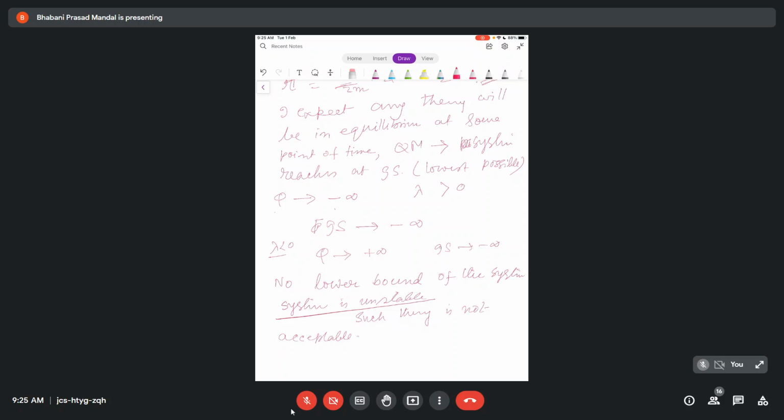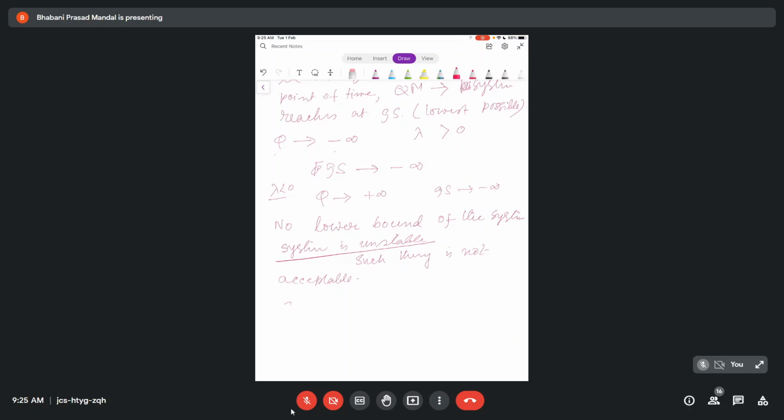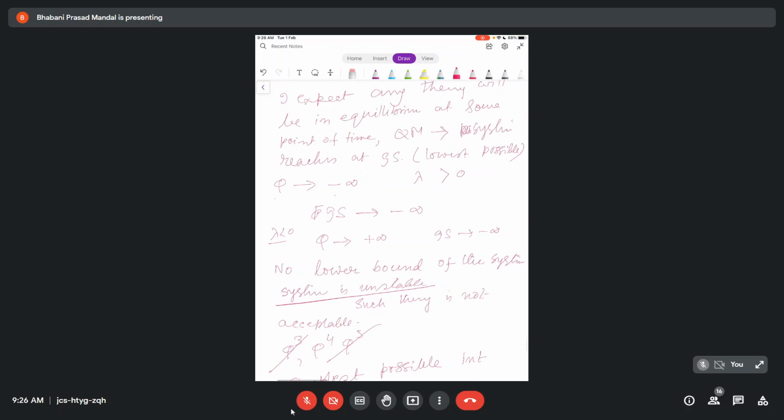So my simplest possible candidates were phi cubed, then phi 4, then phi 5, etc. This is now ruled out. So the simplest possible interaction is phi to the power 4, and in phi to the power 4, this problem will not be there.